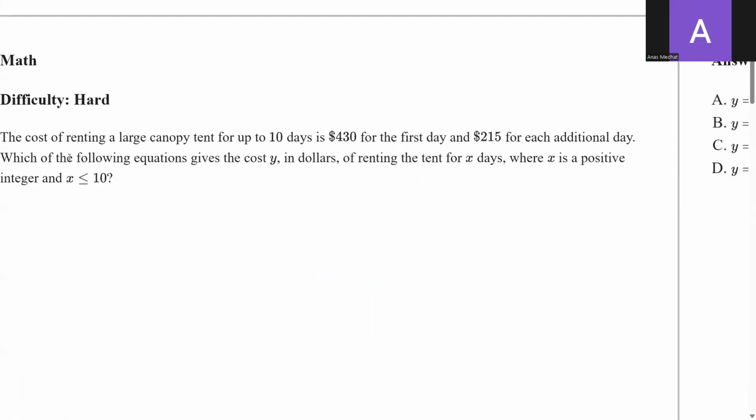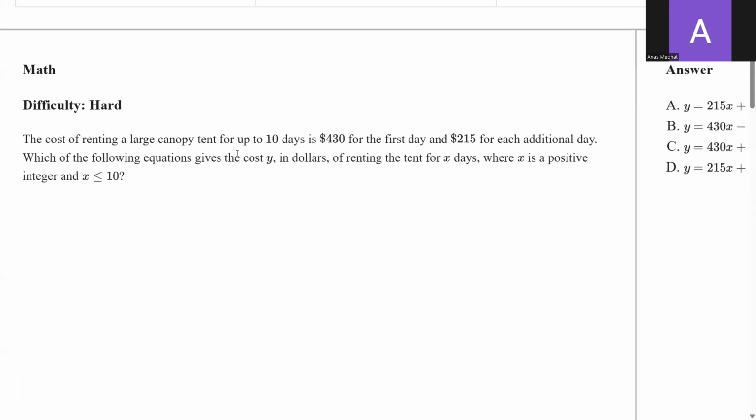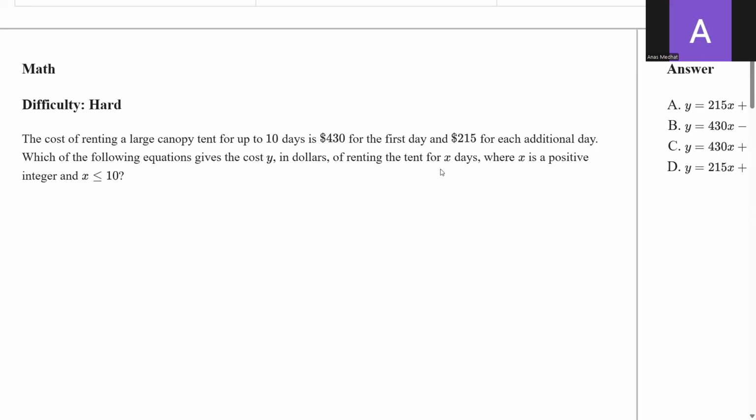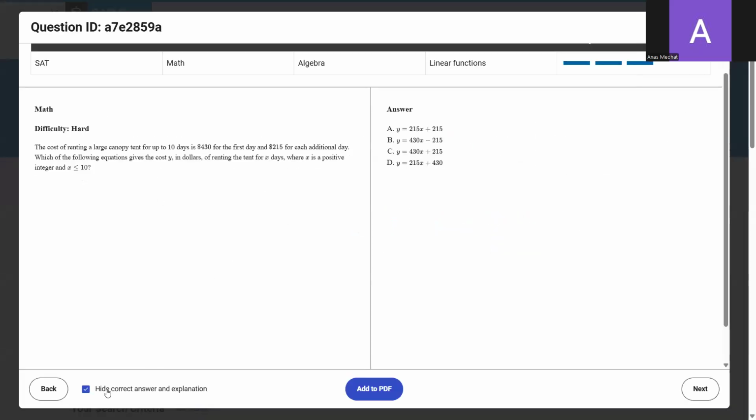The cost of renting a large canopy tent for up to 10 days is 430 for the first day and 215 for each additional day. Okay, it wants the equation. So this is the initial, and this is the rate always. So this is the y-intercept, and this is the slope. So 215x plus 430. The answer is D.